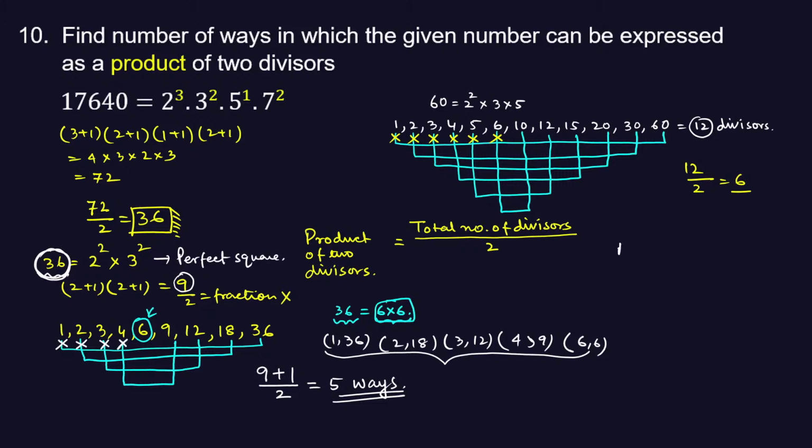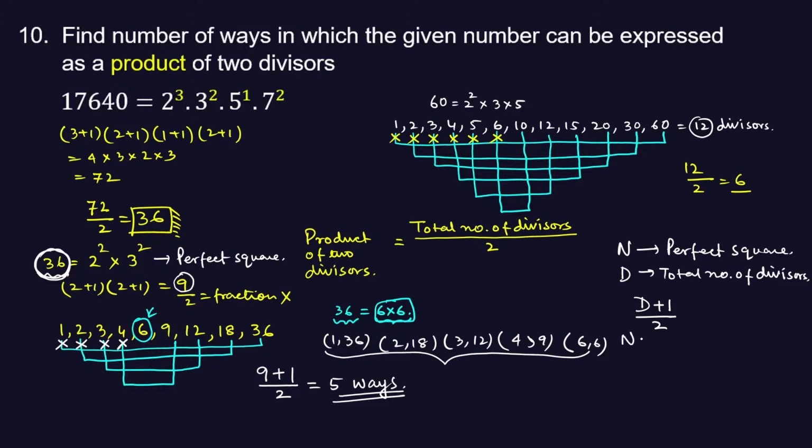So if a natural number n is a perfect square, remember this, perfect square, then the total number of ways of expressing that number as a product of two divisors will be... I'm sorry, not n. If the total number of divisors is denoted by d, then when n is a perfect square, the total number of ways of expressing n as a product of two divisors will be (d plus 1) divided by 2.